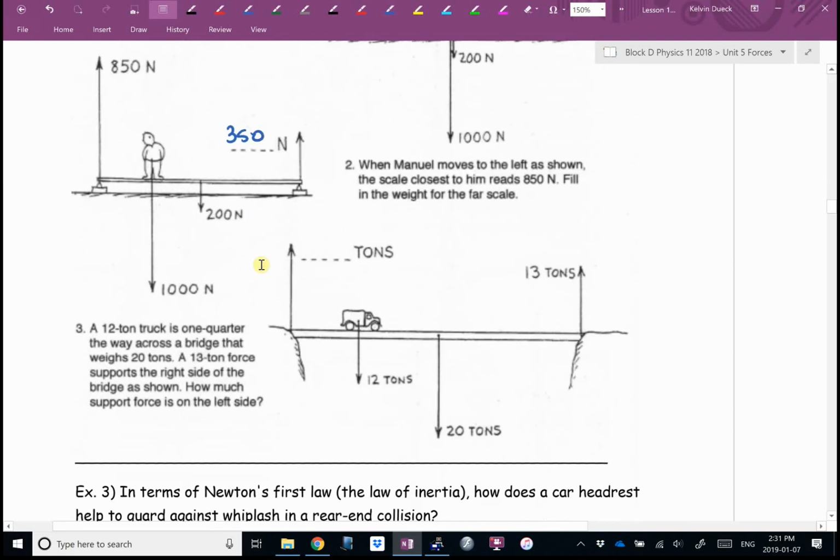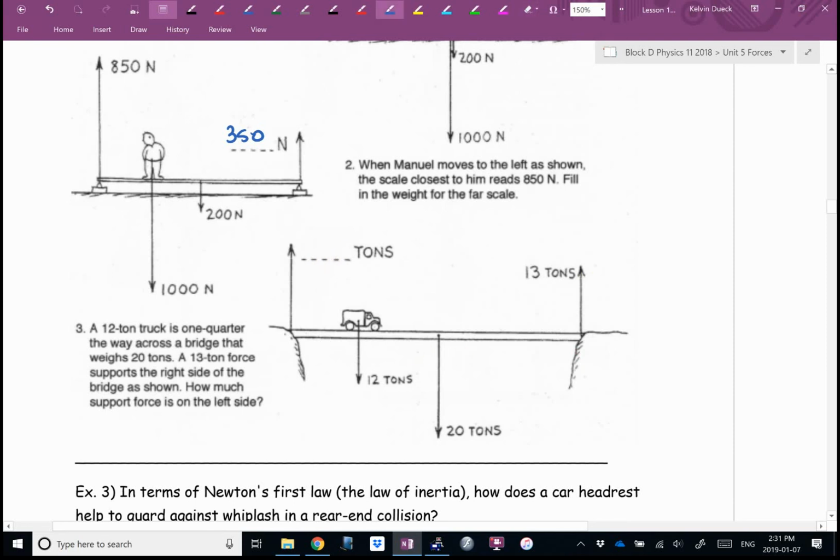Engineers use this in bridge design all the time. So supposing you are designing a bridge and you know that the bridge has a weight of 20 tons and you're going to put a 12-ton truck on it. And you've done measurements, you know that this support is pushing up with 13 tons. How many tons must this support be pushing up with?